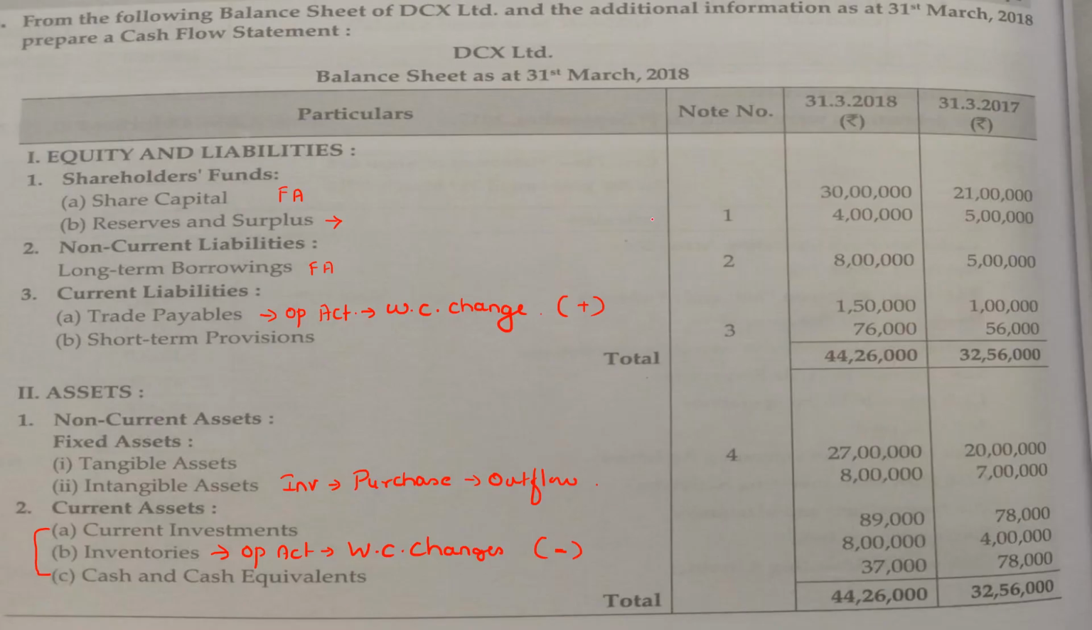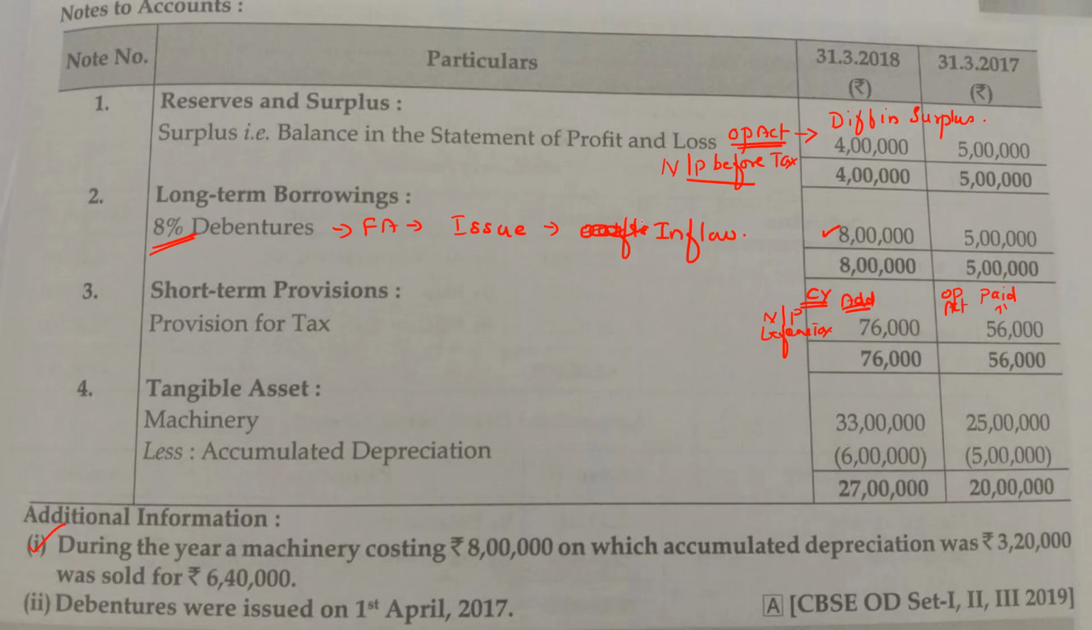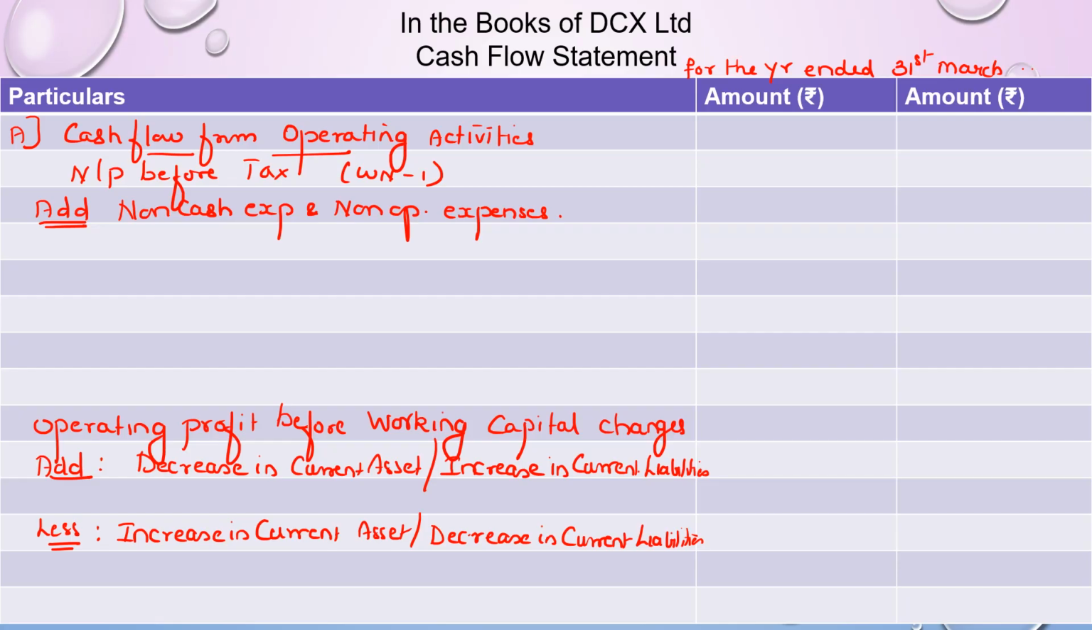The next was reserves and surplus. Referring to working note, it was nothing but our surplus balance in the statement of profit and loss account. So now we will go and prepare a working note for this. So here working note number 1, to find out the net profit before tax and extraordinary items.